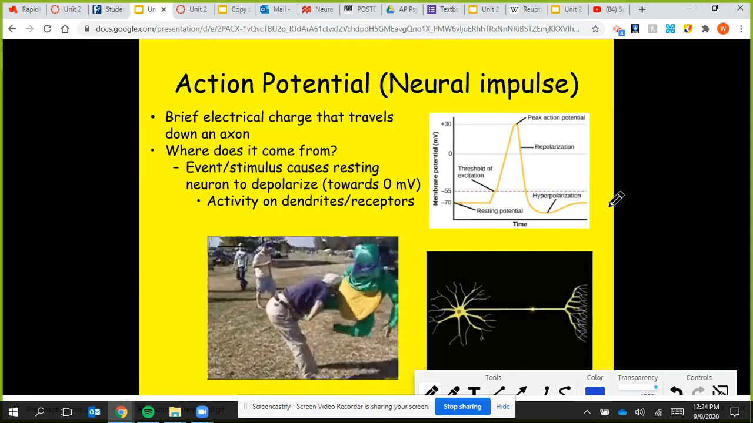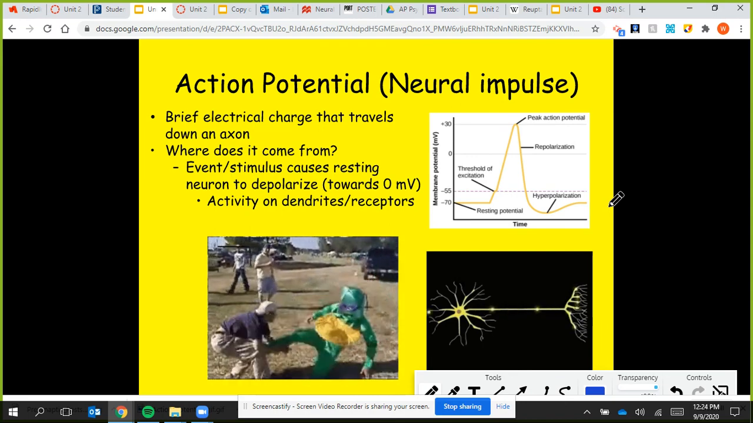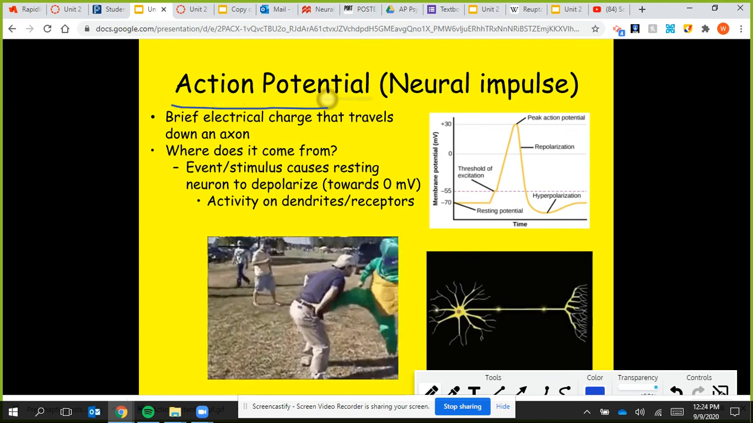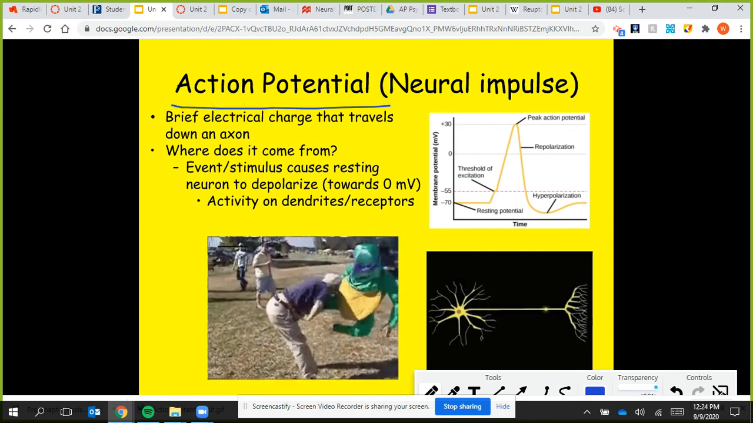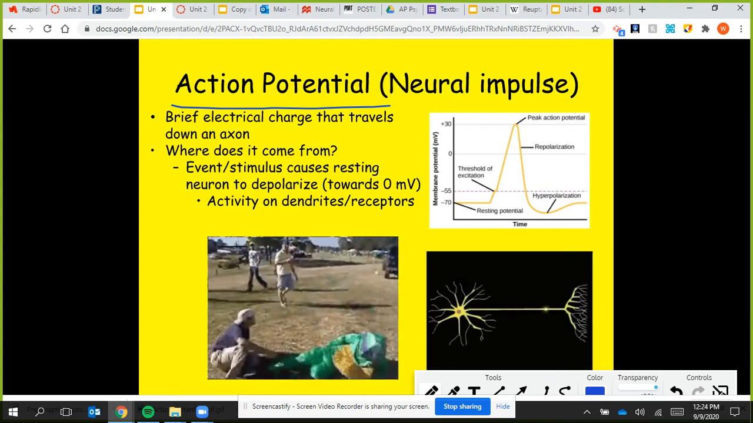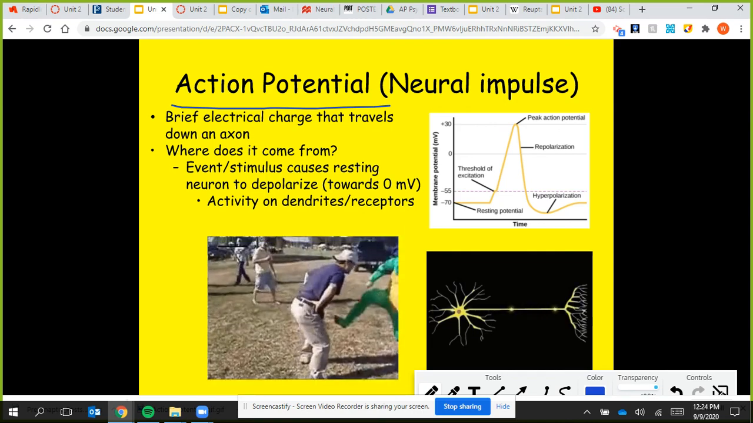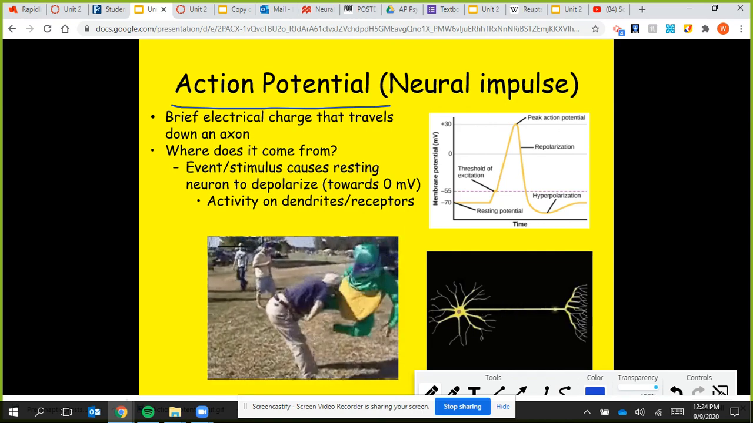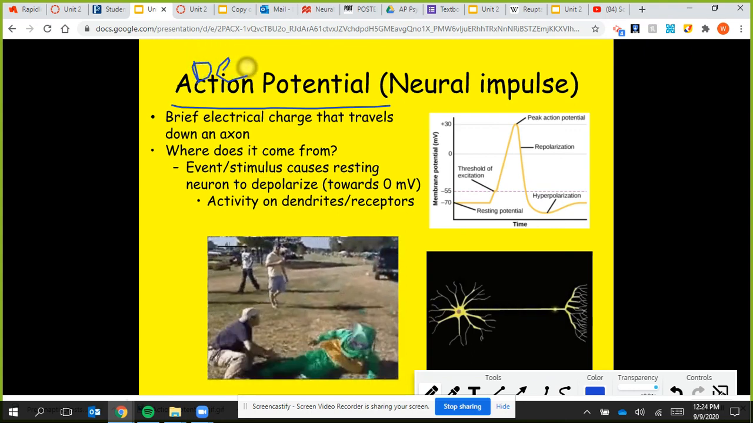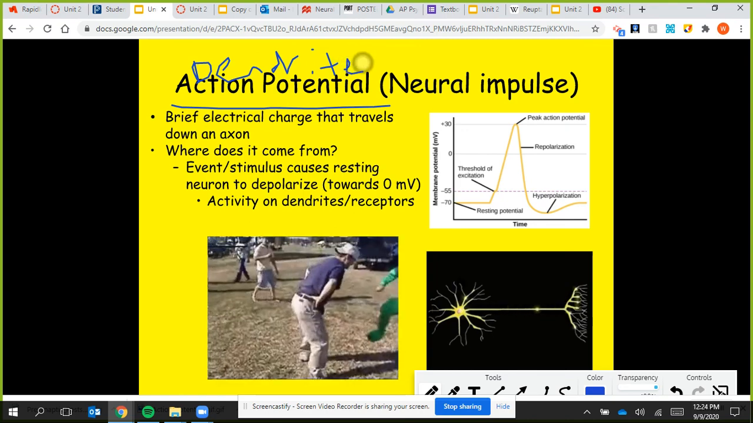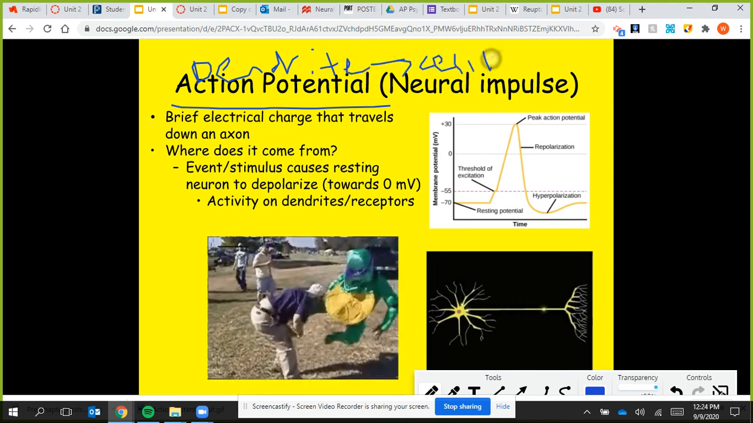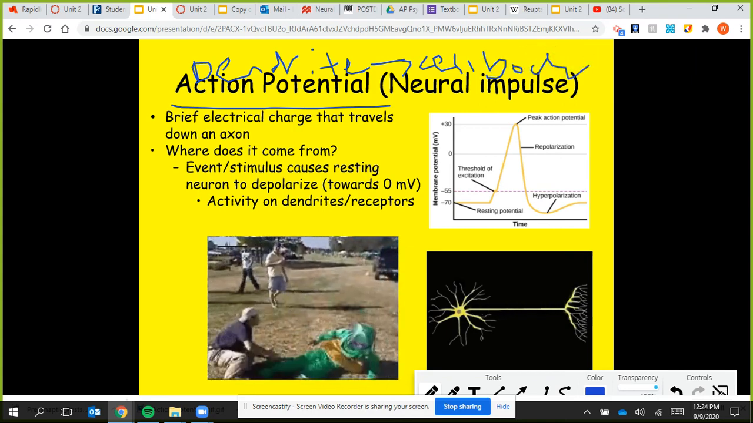For there to be a neural impulse, which is what is called an action potential, an action potential is an electrical charge that travels down the axon. It starts at the dendrite, goes through the cell body, and then goes to the axon.